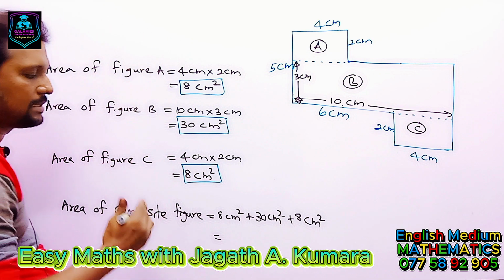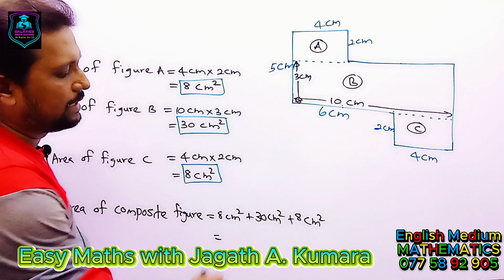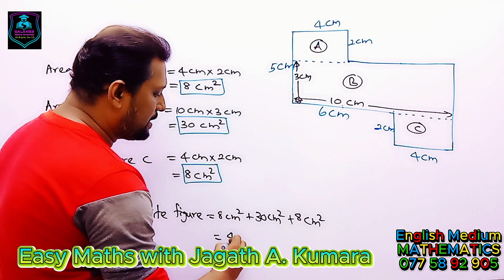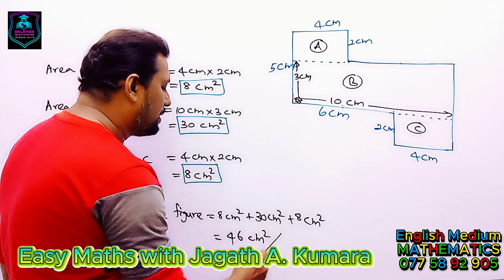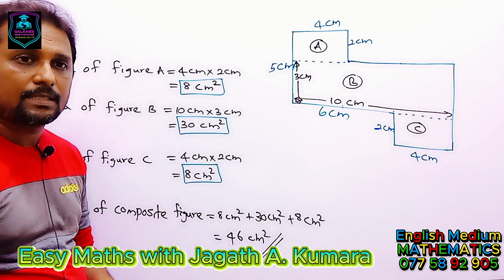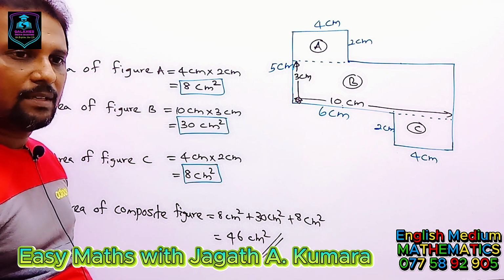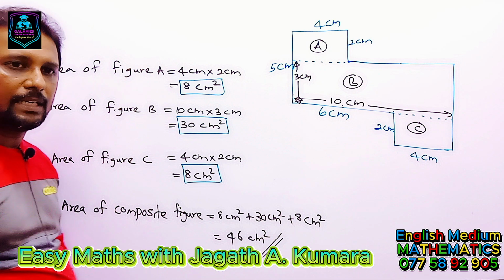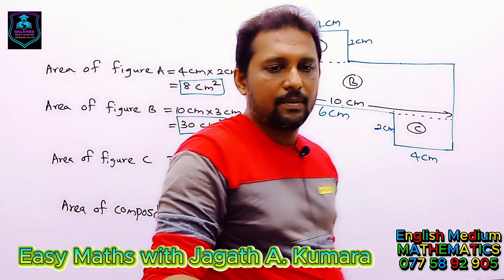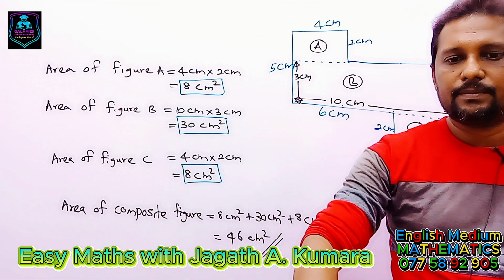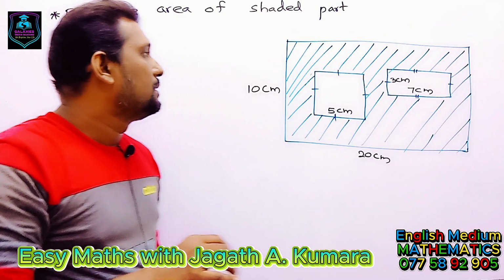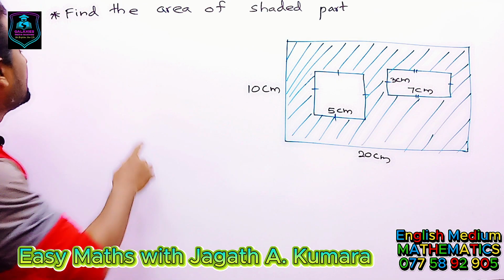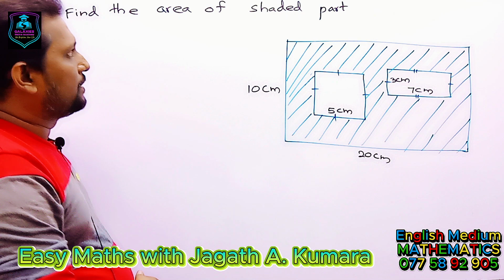So what is the answer? 8 plus 30, 38. 38 plus 8, 46. So the total area is 46 square centimeters, right? 46 square centimeters. This question is given as another type of question of area lesson.